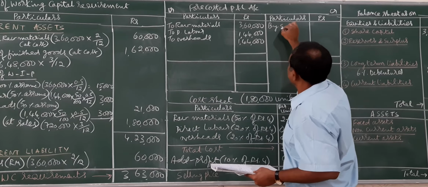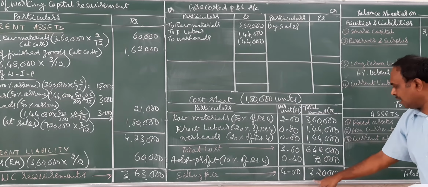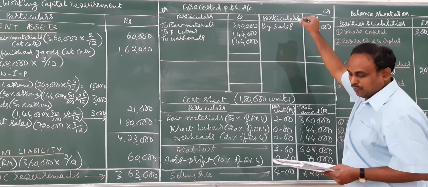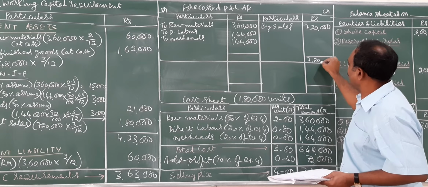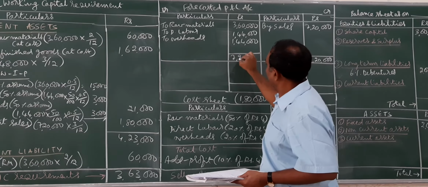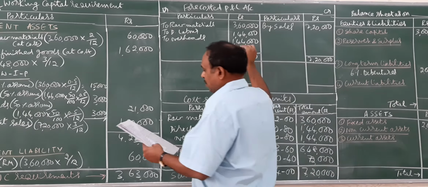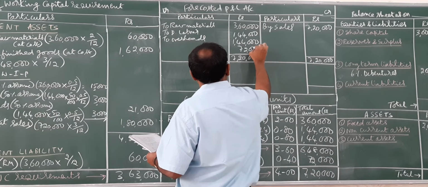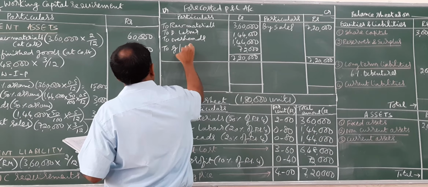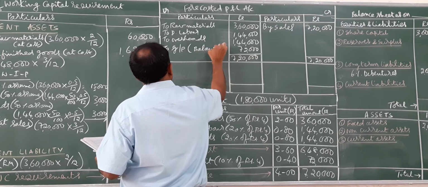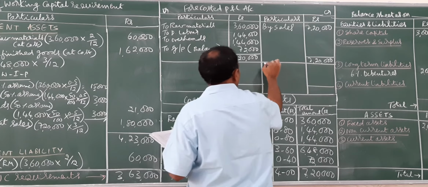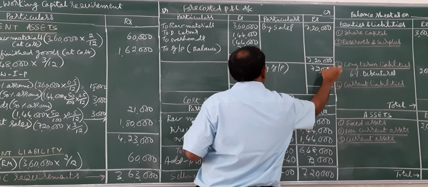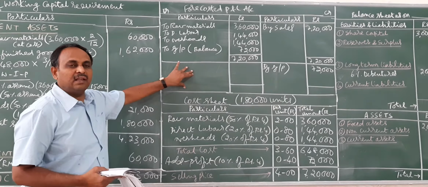Then we are going to take the sales. Sale of 1,80,000 units comes to 7,20,000. So we will balance this to find the gross profit. The gross profit, 7,20,000 minus all this, is 72,000. To gross profit, the balance, this gross profit comes to the credit side of the P&L account, 72,000, and we have to find if there are any other expenses.